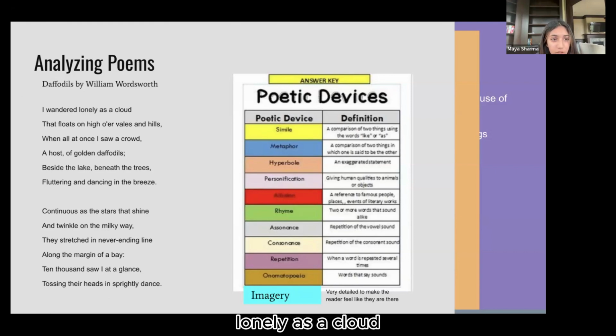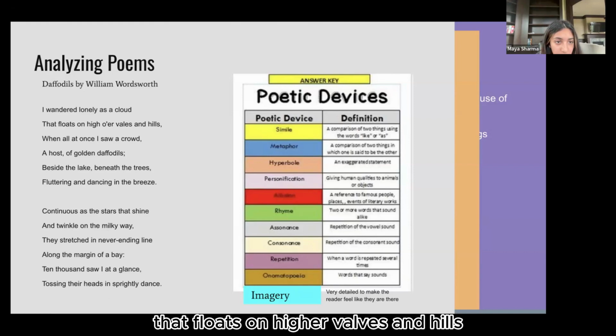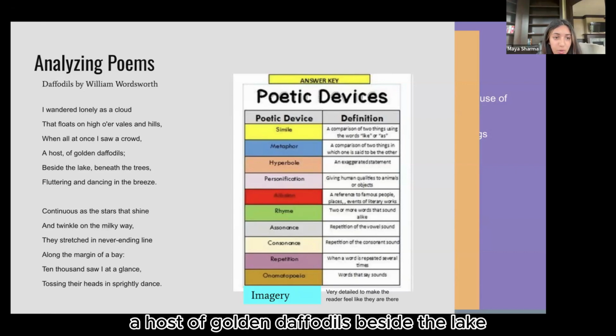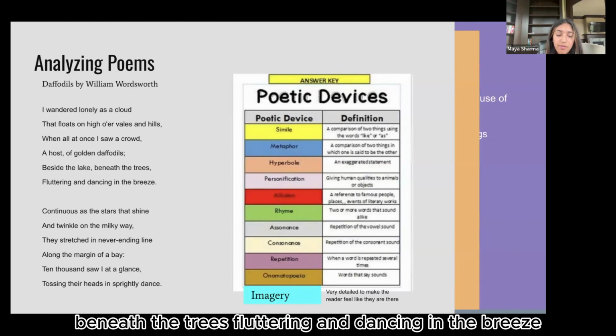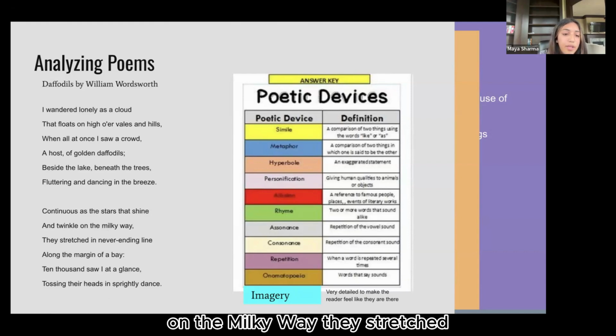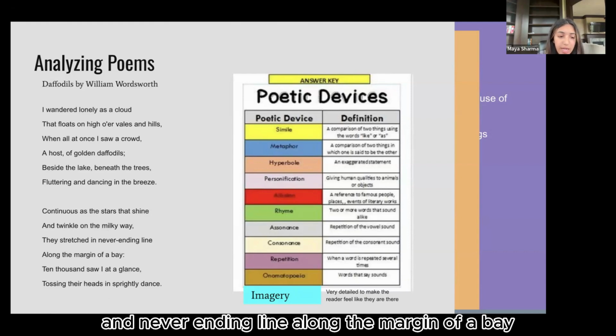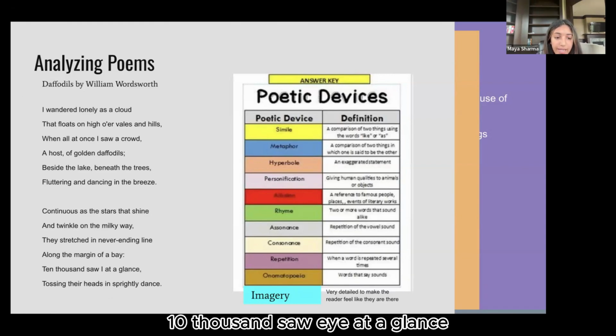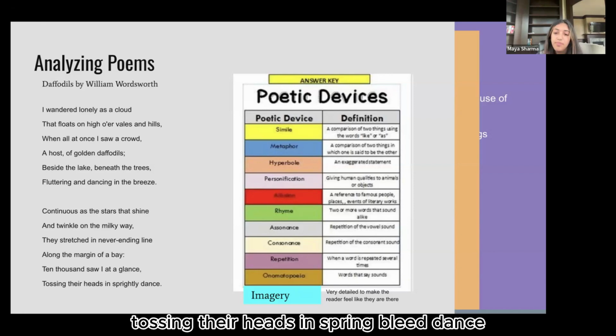I wandered lonely as a cloud that floats on high o'er vales and hills, when all at once I saw a crowd, a host of golden daffodils, beside the lake, beneath the trees, fluttering and dancing in the breeze. Continuous as the stars that shine and twinkle on the Milky Way, they stretched in never-ending line along the margin of a bay. Ten thousand saw I at a glance, tossing their heads in sprightly dance.